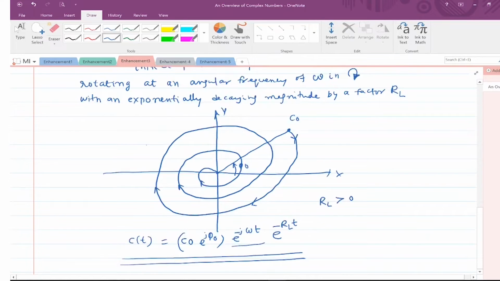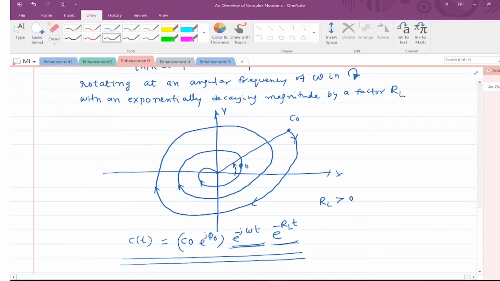Notice the magnitude contributed by e power minus j omega t is always 1. It only contributes to the rotating field, modifying only the phase information. On the other hand, notice that the decaying exponential contributes only to the magnitude and has nothing to do with your phase value. So this is your expression, which will be very handy for you later while we are discussing rotating magnetic fields and their projection onto xy planes.